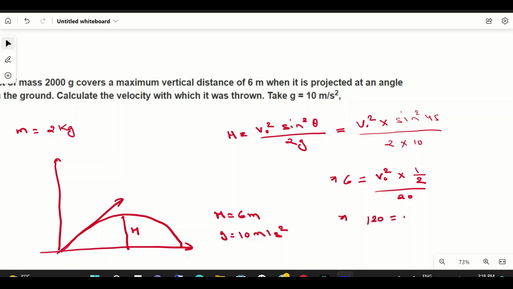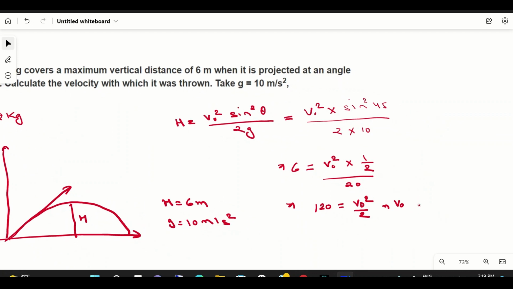120 is equal to V naught square by 2. So V naught is root 240. So we will get root 240 is equal to 15.5 meter per second. So this is the velocity with which the ball was thrown.